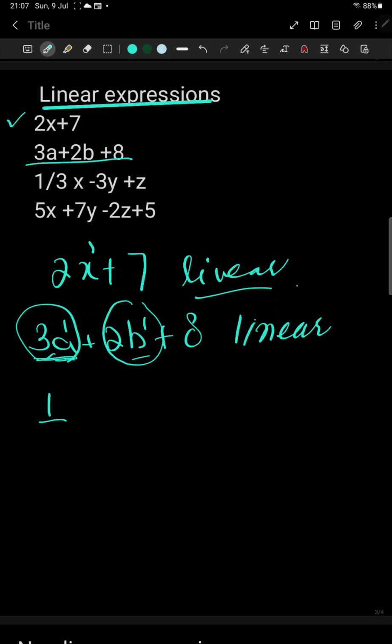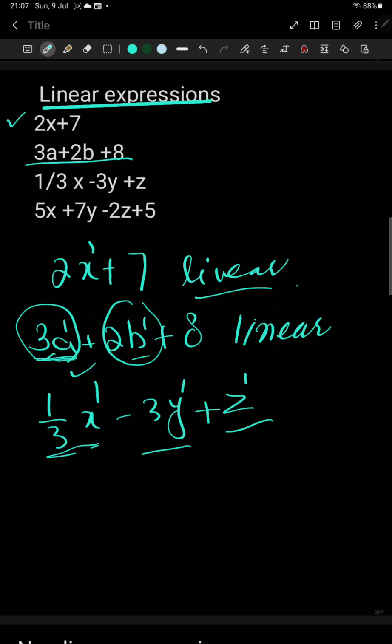For instance, 1 by 3x minus 3y plus z. In the first term the index is 1. In the second term the index is 1. In the third term the index is 1. The index in each term must be 1 in the linear expression. So in each linear expression the index should be 1. Also in equations as well. If we are talking about the equations, the linear equation will have the index 1. If we are talking about the expressions, the linear expression will have the index 1.